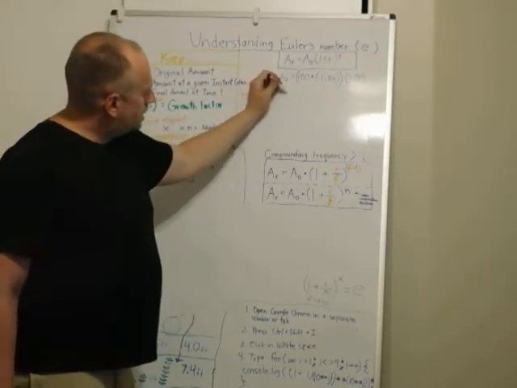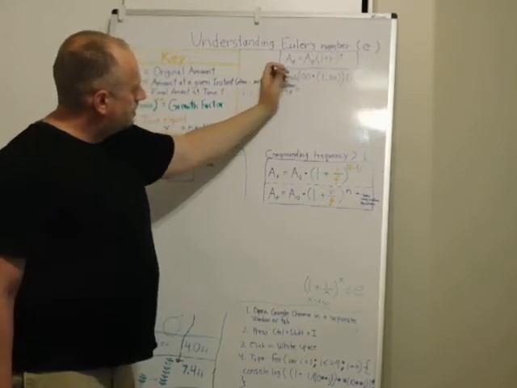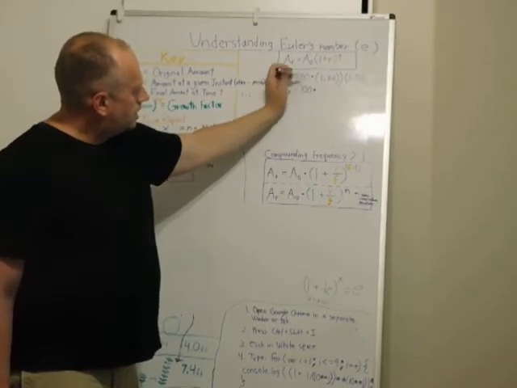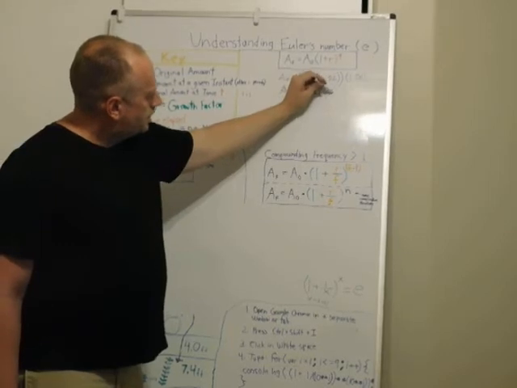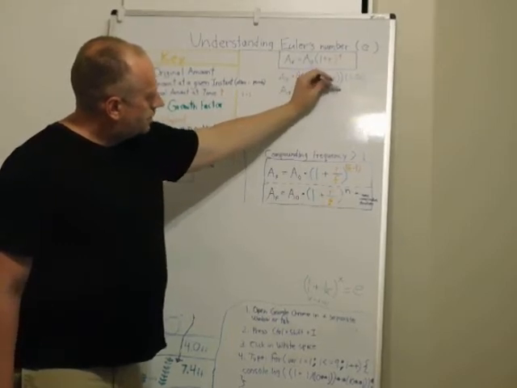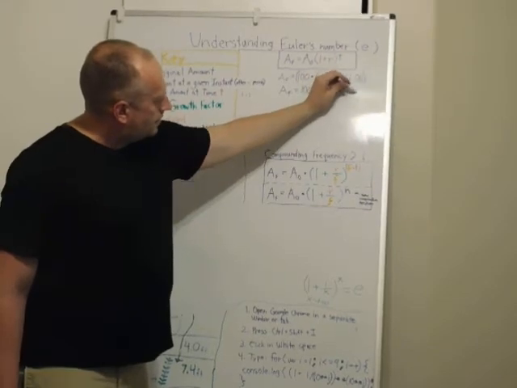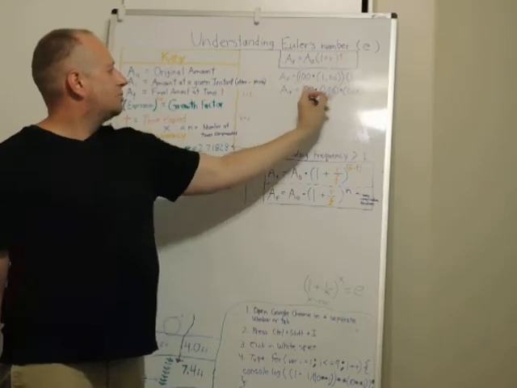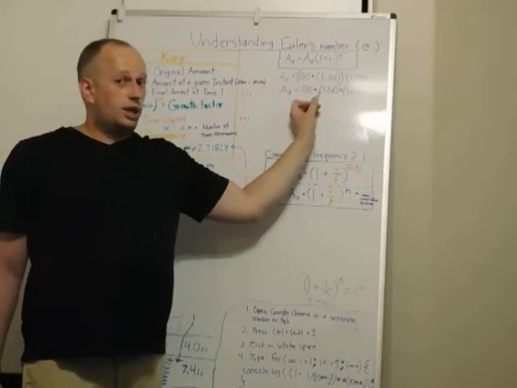This is actually the same thing as 100, which is A0, times 1.06 times 1.06. Right? That's the same thing. All we're doing is removing these parentheses, if you think about it. And these parentheses aren't needed because this is multiplication, not addition.